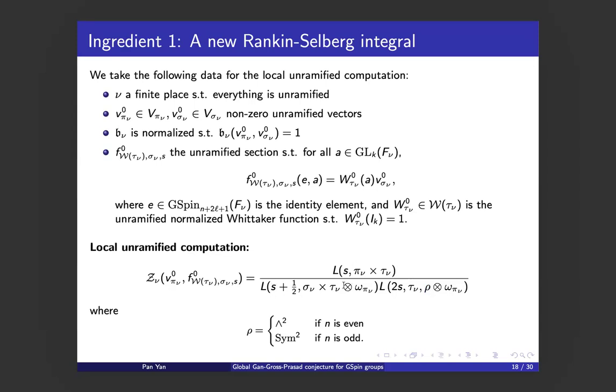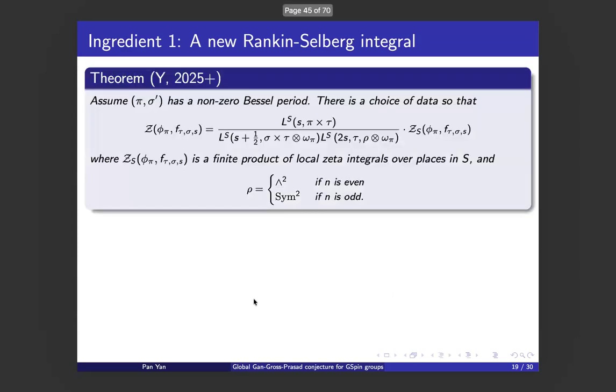Once we have the local unramified computation, we have the following integral representation. We assume pi sigma prime has a non-zero Bessel period. If pi sigma prime does not have a non-zero Bessel period, then the global integral is equal to 0. So now we take pi sigma, and we assume pi sigma prime has a non-zero Bessel period.